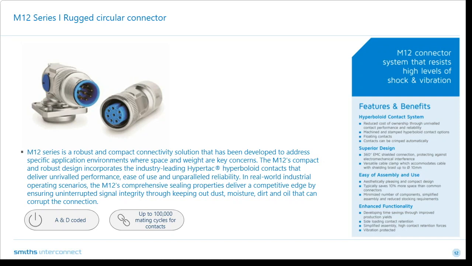So in terms of the features and benefits, it has the hyperboloid contact system, which, at the risk of repeating again, is built on that platform of contact technology. But from a signal integrity standpoint, it's got a 360-degree shielding connection, protecting against any form of interference. It's got a versatile cable clamp allowing you to accommodate a variety of different cable dimensions.